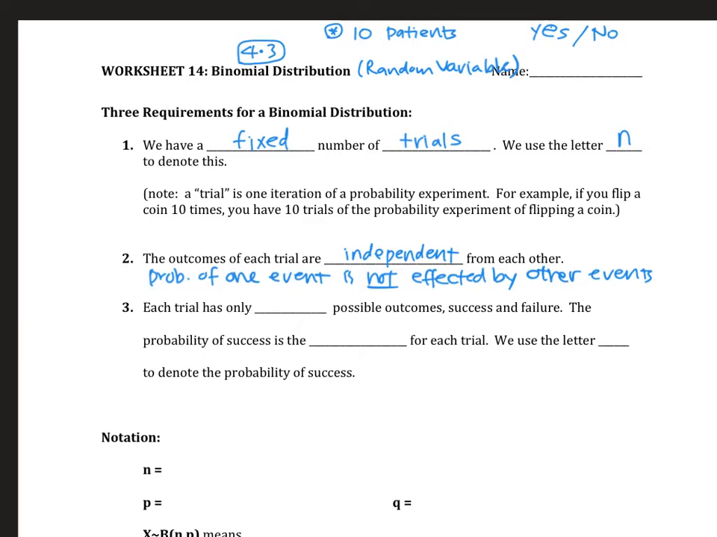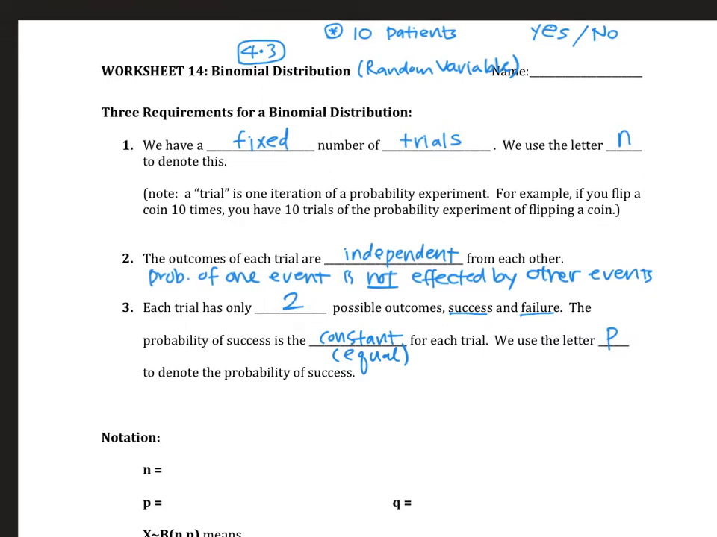Number 3, each trial has only 2 possible outcomes, success and failure. When you get tested, you either get positive or negative. That's all you get. So 2. That's why it's called binomial, because bi means 2. And the probability of success is constant, or equal, for each trial. We use the letter P to denote the probability of success.